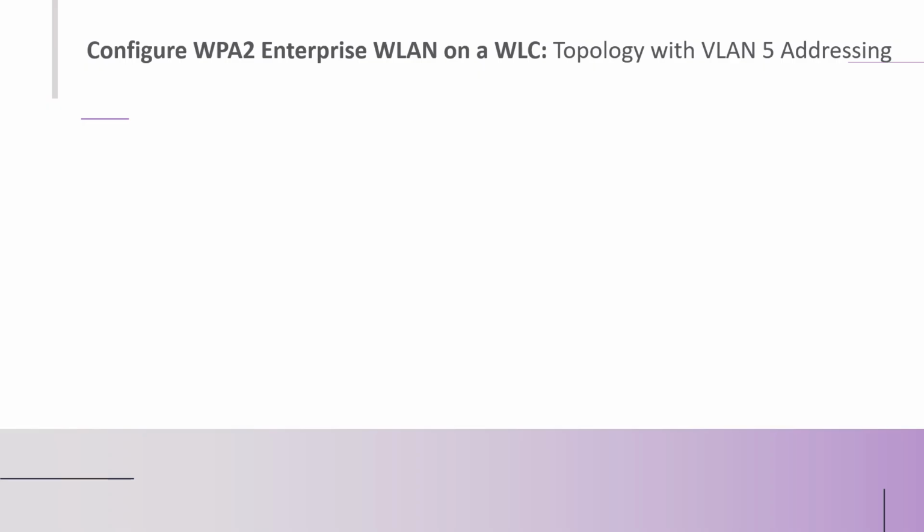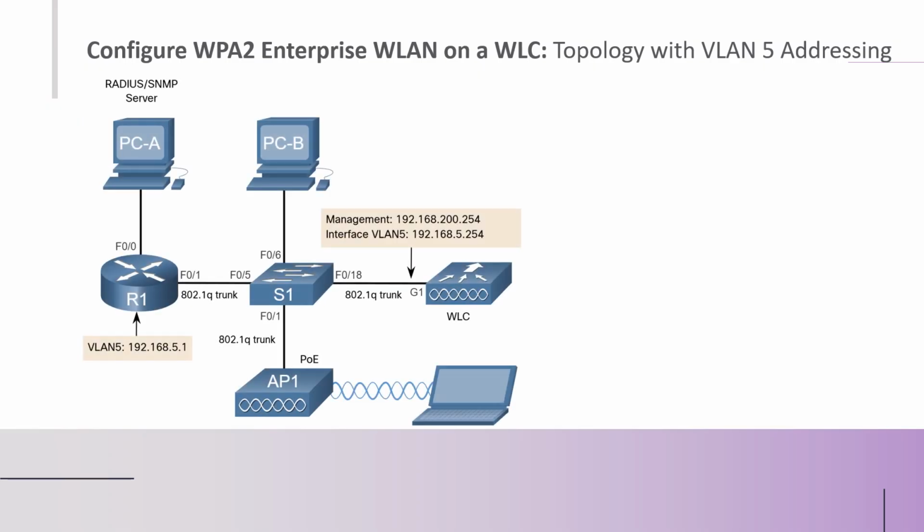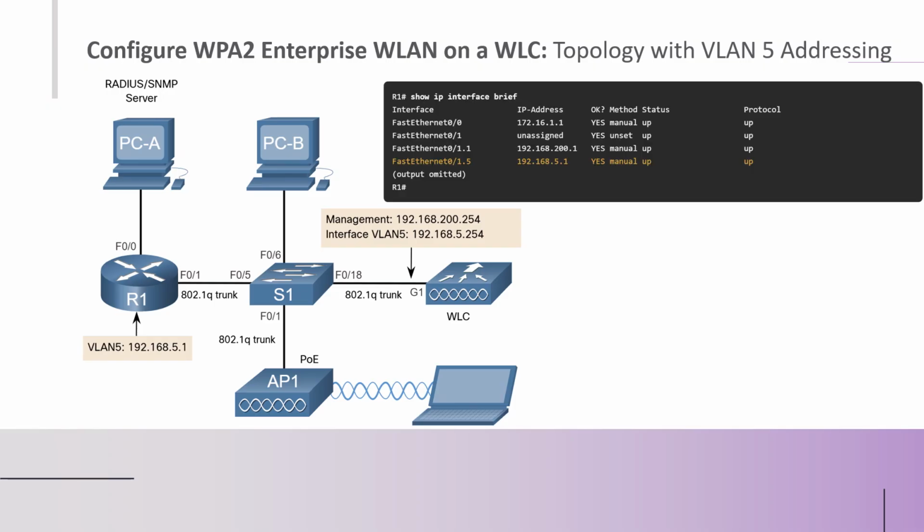192.168.5.0/24. Router 1 already has a sub-interface configured and inactive for VLAN 5, as shown in this topology if we use the show ip interface brief command. And we can check the output from this command.